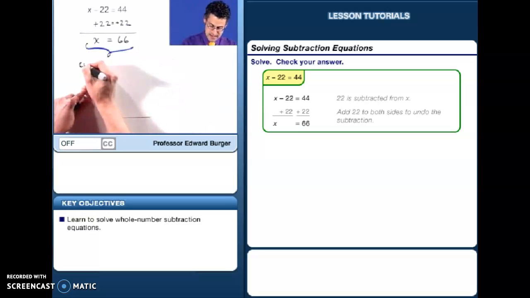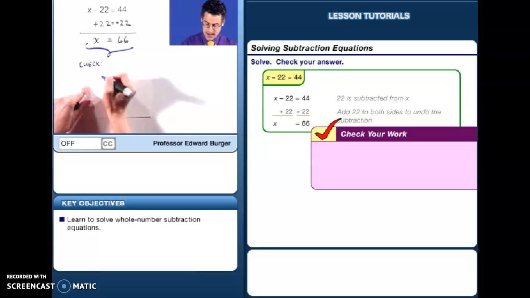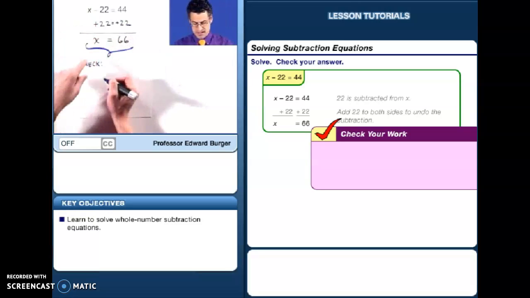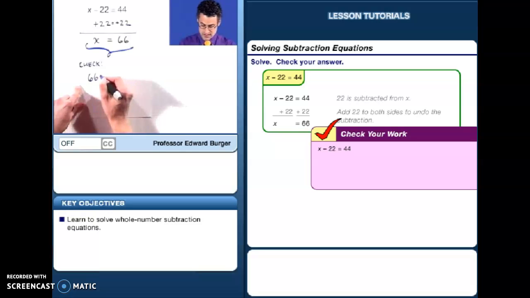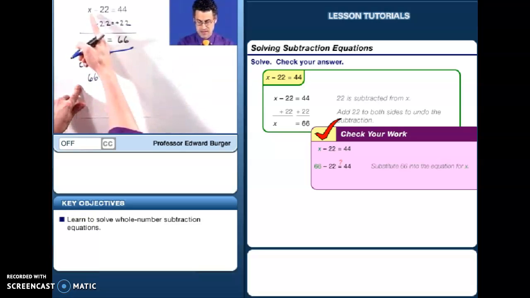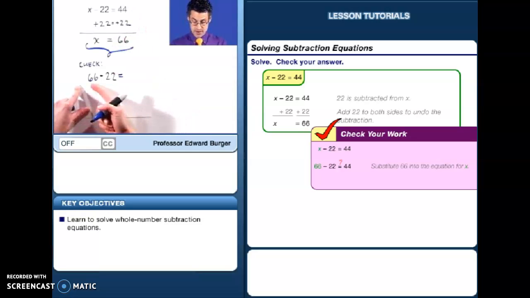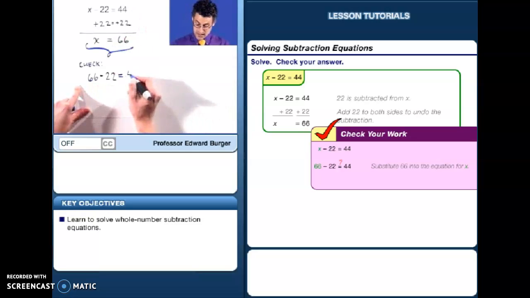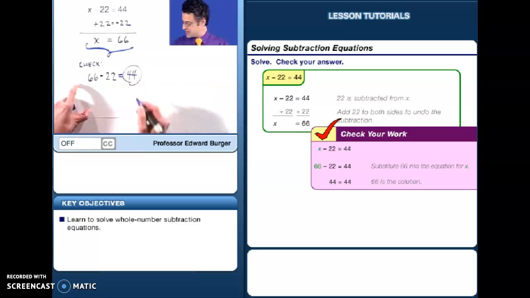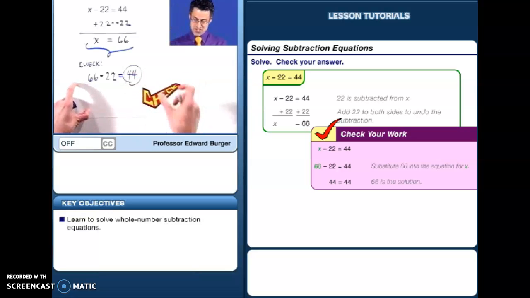So that seems like a different guess. And now we can check to see if that answer is correct. How do I do it? I replace the x by 66, subtract the 22, x minus 22, and I hope this is going to equal 44. Let's figure it out. 66 minus 22. Yep, 44. It checks. Finally, cha-ching!